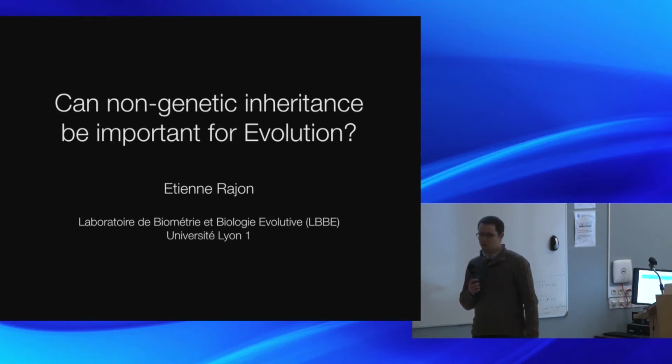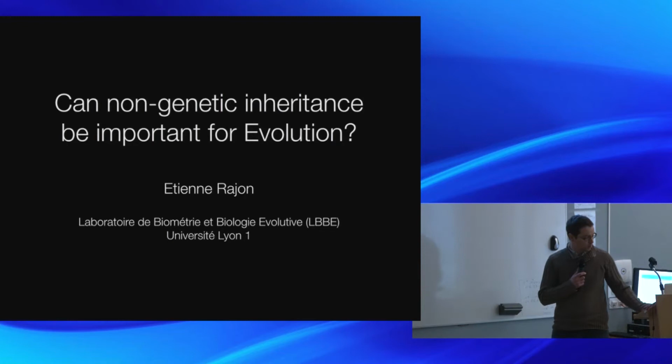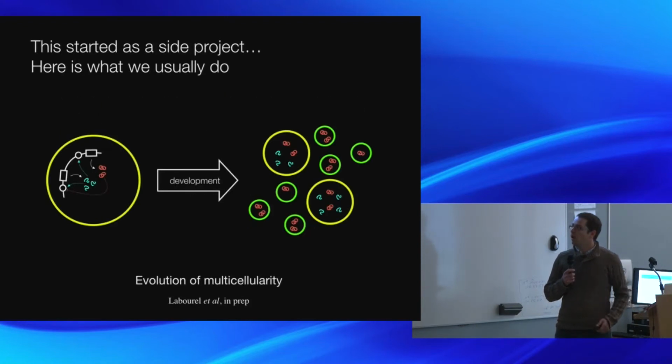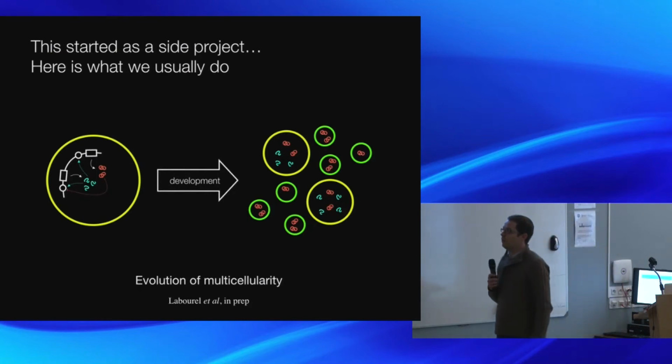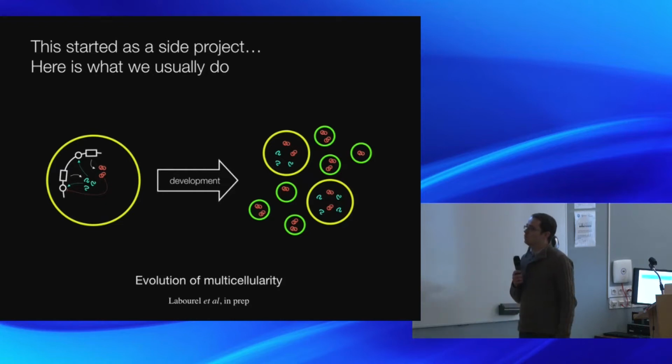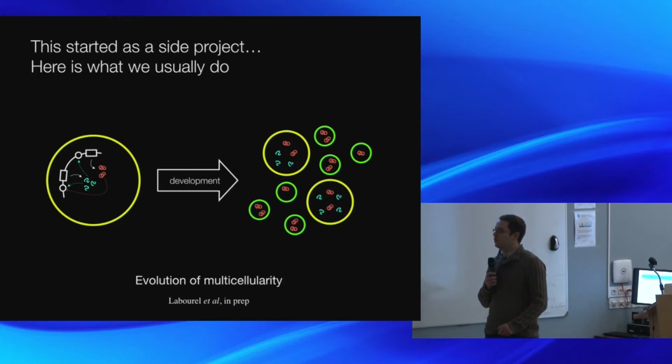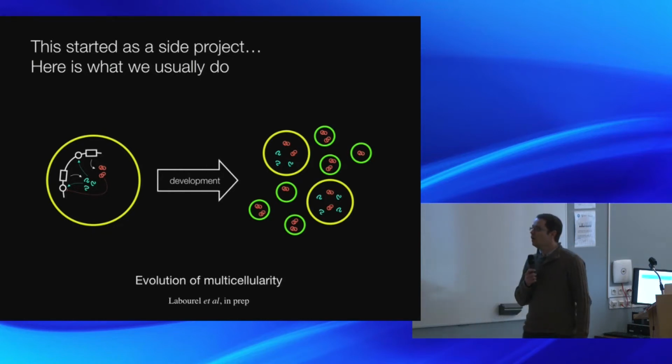And it's quite unusual for me, so I'm just going to show you what I usually do and how it's different from that. So what we do in the group is generally study the evolution of regulatory networks. And for example, gene networks where you have gene products that regulate each other's expression. And we use that to study general questions about evolution, like the question of the evolution of multicellularity, for instance.